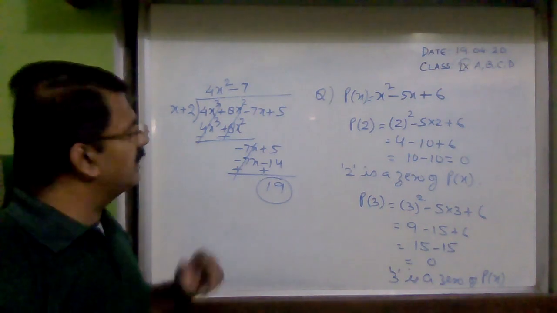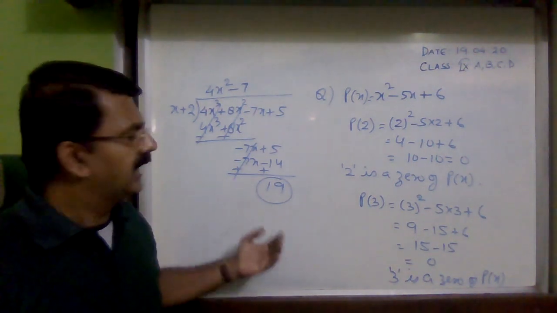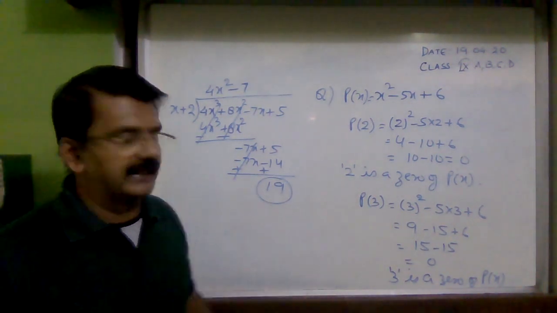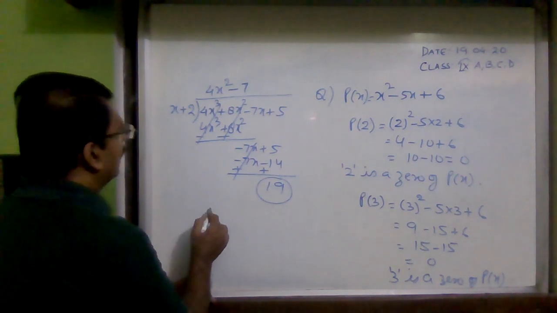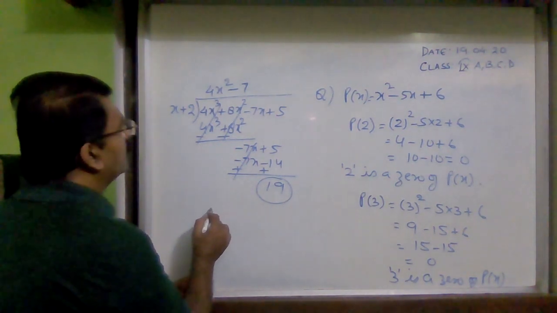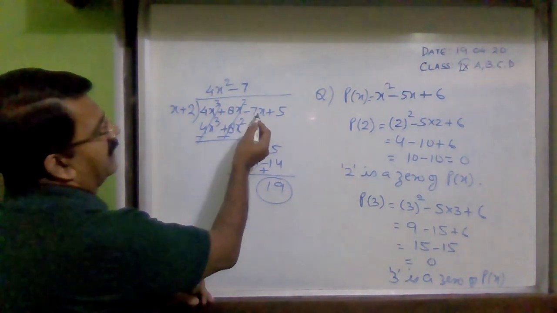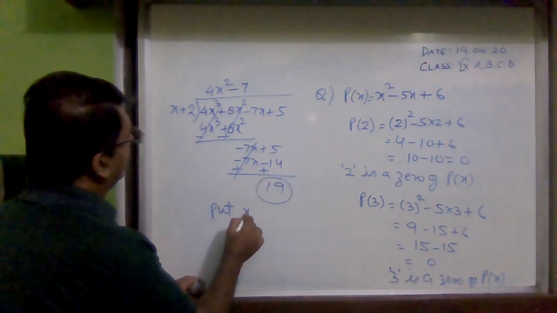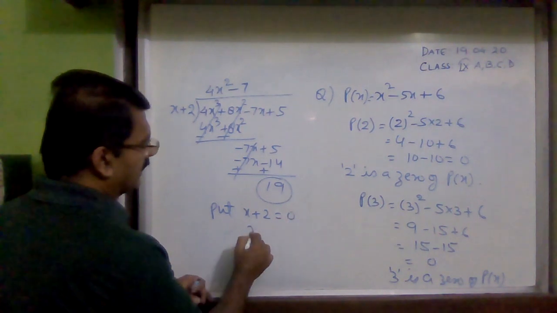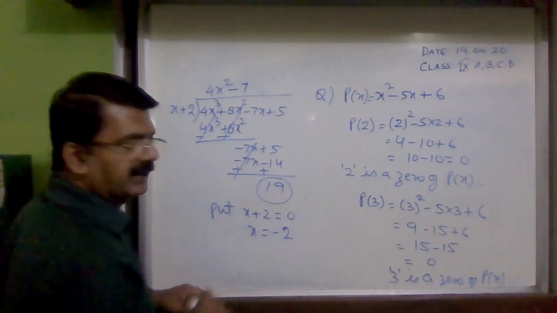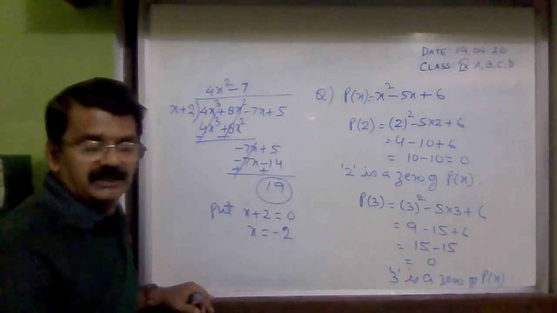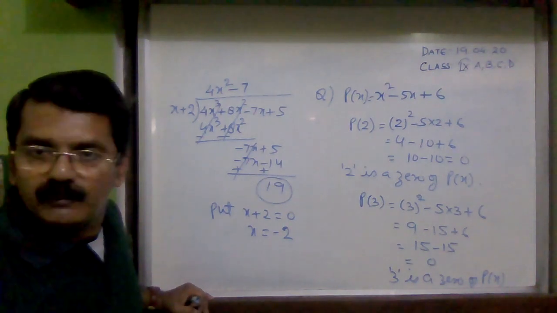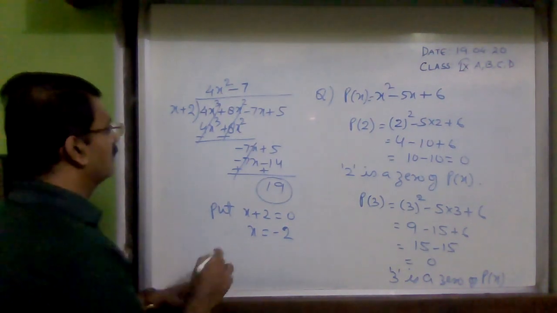Now we can directly find the remainder in this case without dividing it. For that, you are dividing 4x cube plus 8x square minus 7x plus 5 by x plus 2. So you put x plus 2 is equal to 0. Then x will be equal to what? Minus 2. And now in that polynomial, every place you put x is equal to minus 2.